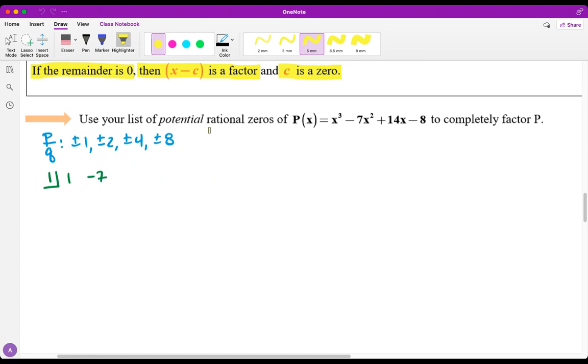All right, next we're just going through the steps of synthetic division. So bring down the first digit without changing it, multiply it by the 1 in the corner, add the 2 rows together, and then repeat.